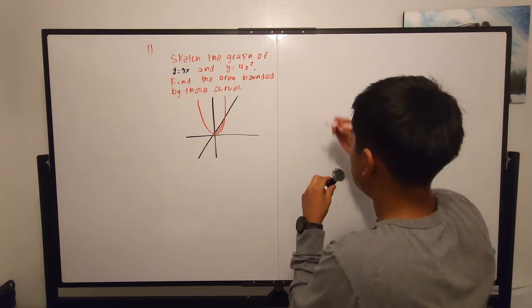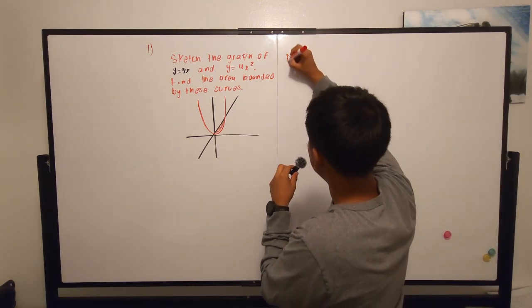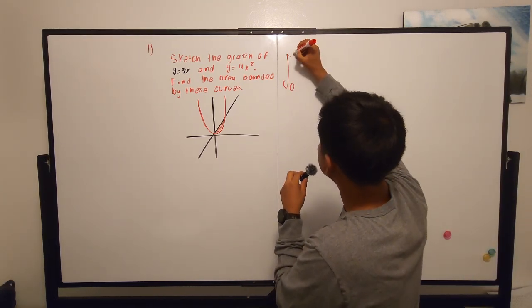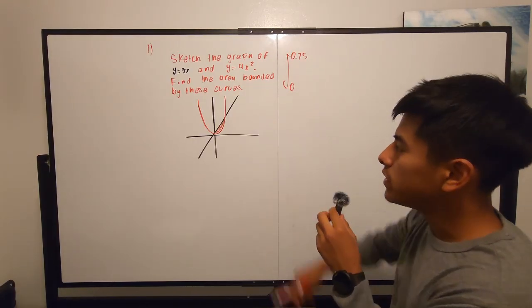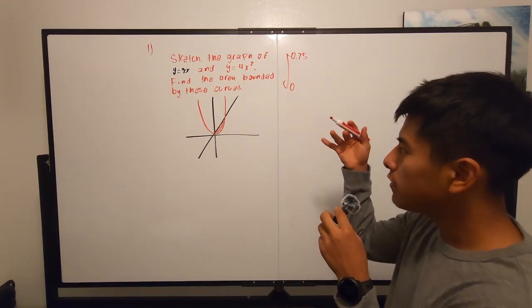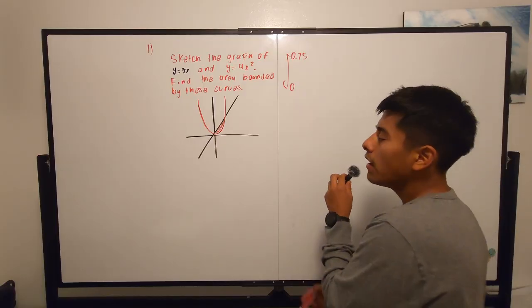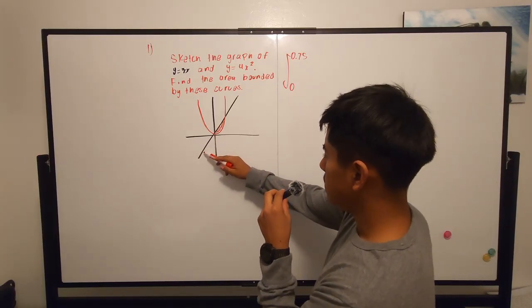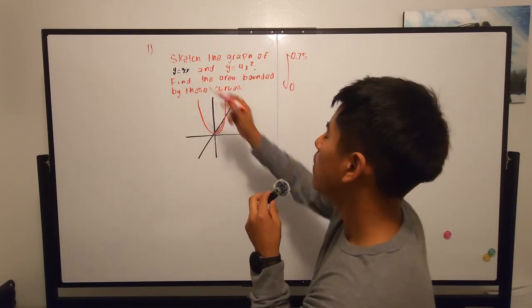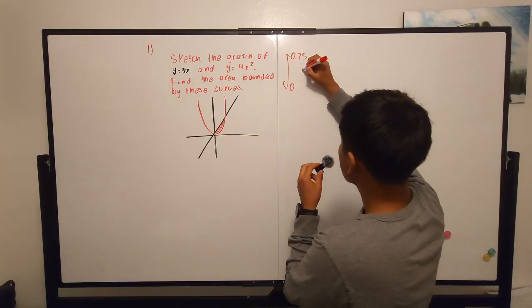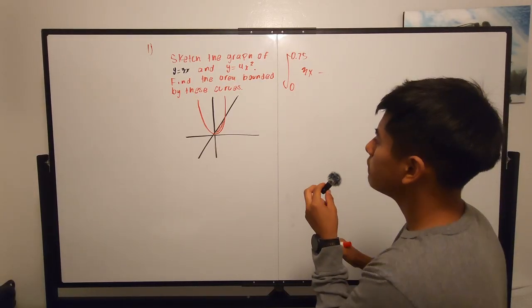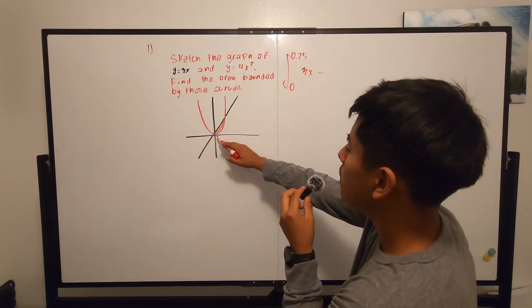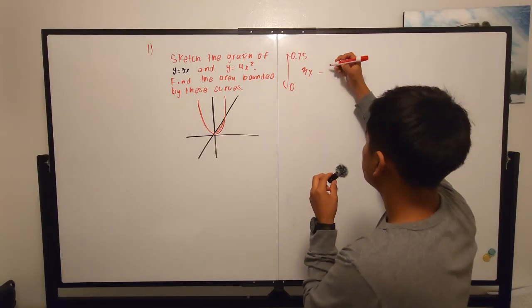All right, so now that we have our bounds, I'm just going to write the integral already. So we have from 0 to 0.75. And then to find the area between curves, we do the top function minus the bottom function. In this case, the top function is this black one right here, which is y equals 3x. So it's going to be 3x minus the bottom function, which is the red one, which is 4x squared.